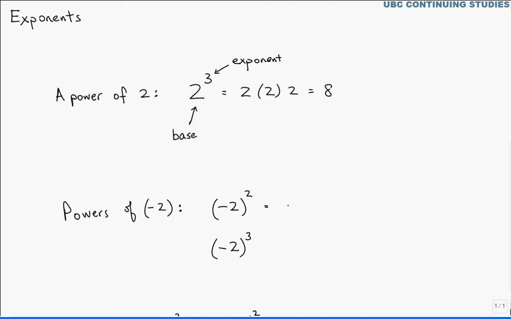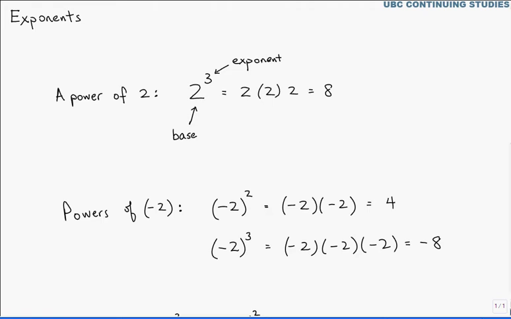So in the first case, this means we're going to take the base, -2, and the exponent is 2, so there's going to be 2 of them. When we multiply them, we get positive 4 because it's a negative times a negative. In the second example, we have -2, and there's 3 of them. So when you multiply the first 2, you get positive 4. Multiply that by -2, and you have -8. So powers of -2 are sometimes going to be positive, sometimes negative.